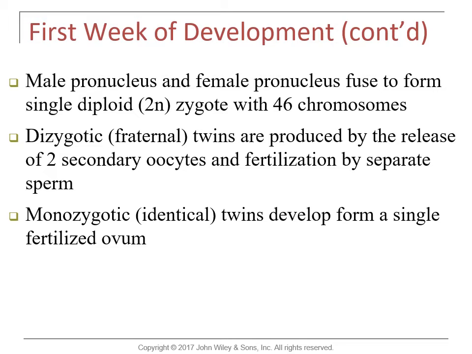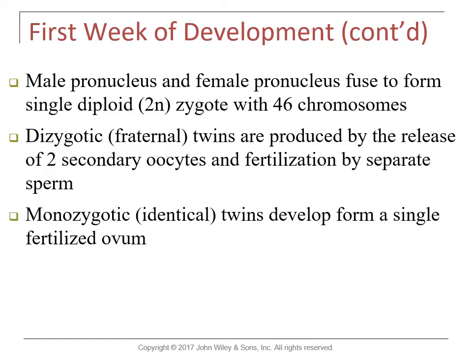So dizygotic twins, we also call those fraternal twins, are produced from the independent release of two secondary oocytes and the subsequent fertilization of each by different sperm. They are the same age and in the uterus at the same time, but genetically they are as dissimilar as any other siblings. So dizygotic twins may or may not be the same sex.